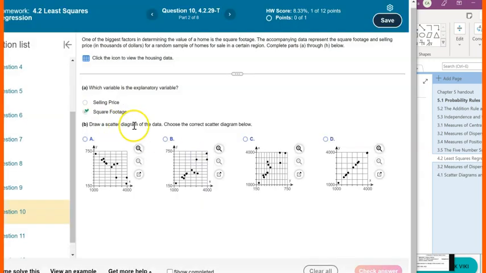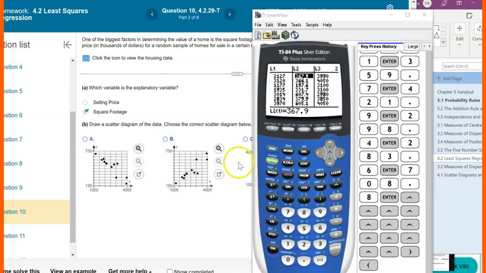Now draw the scatter diagram of the data and choose the correct scatter diagram below. To draw the scatter diagram, you have to put the data in the calculator. We did this question in section 4.1 as well. Let me put the data in the calculator and I'll come back. Okay, I'm back now. I put the data in the calculator. You see over here, this is square footage in L1 and the price in L2.